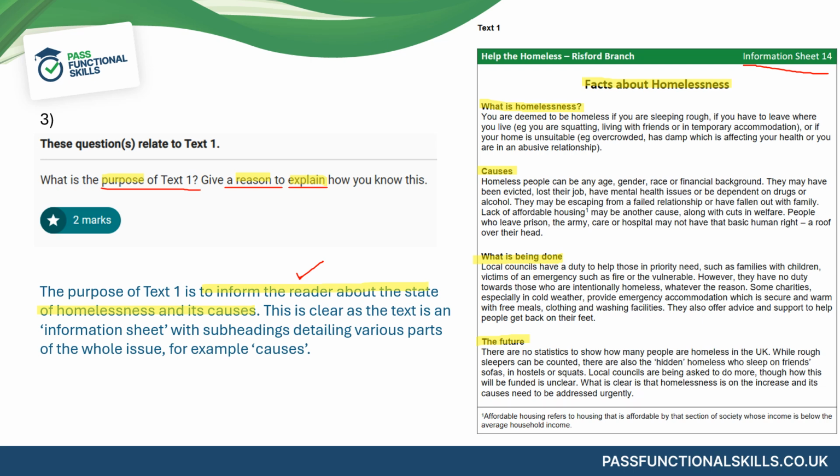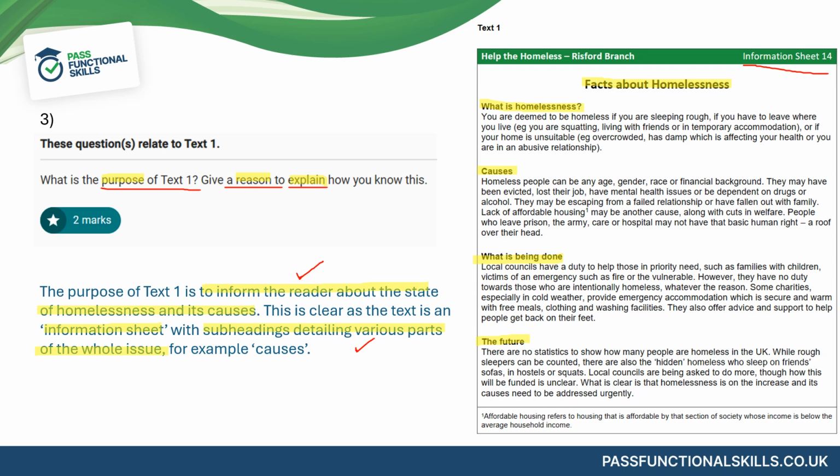And then we've got this is clear in the text as it is an information sheet with subheadings detailing various parts of the whole issue. So we've actually got 2 reasons there. It would be enough to just say it's an information sheet, but try and explain that to the examiner so that you know what an information sheet means. So something like the text is an information sheet, meaning that it's just trying to give the reader informational facts about homelessness.